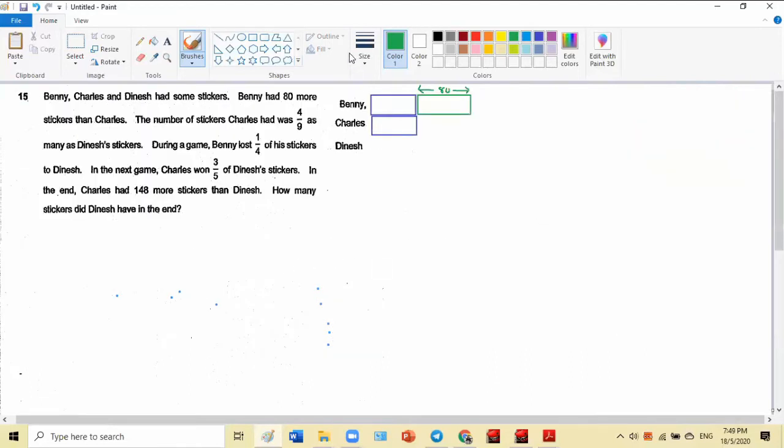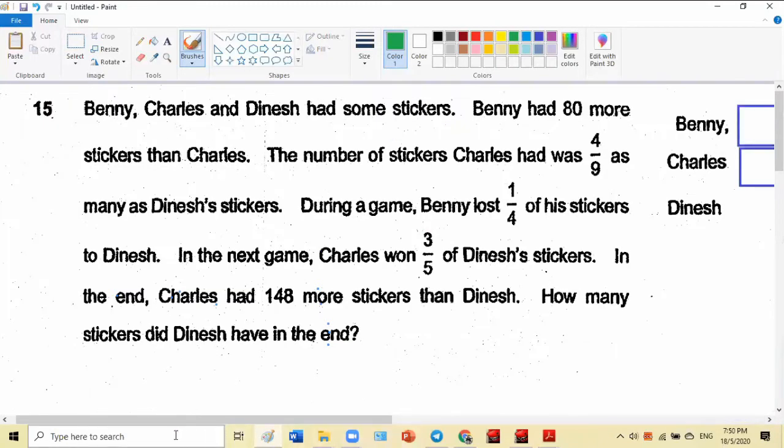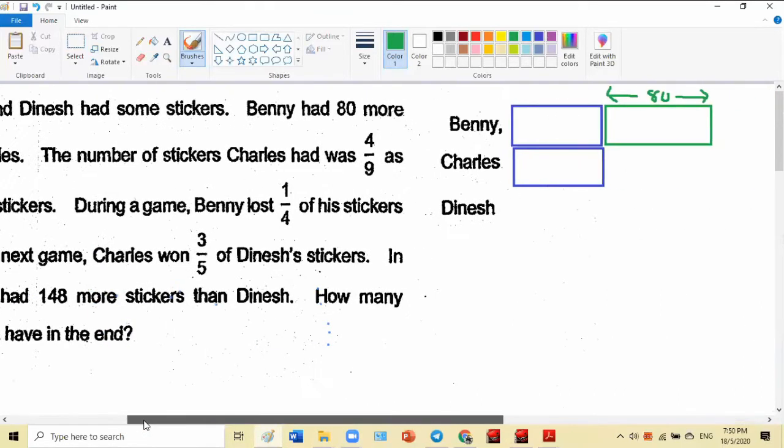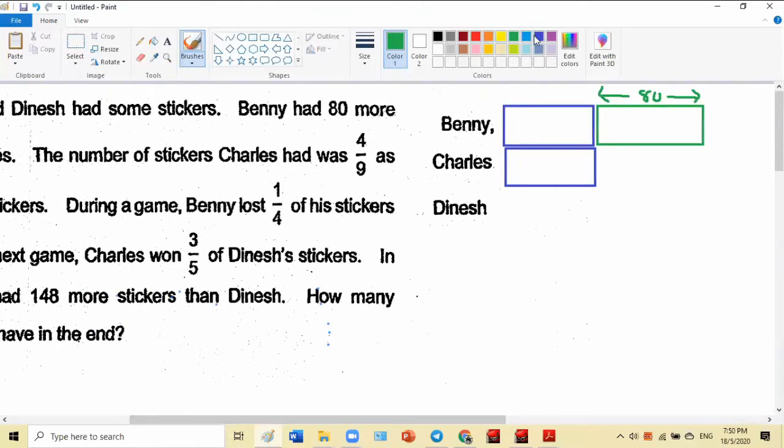Next. The number of stickers Charles had was 4/9 of as many as Dinesh's stickers. Now I got a clue, right? The number Charles has was 4/9 of Dinesh. That means I can know how many units Charles got already. I cut Charles into how many boxes? He got 4 out of 9. That means Dinesh got 9.